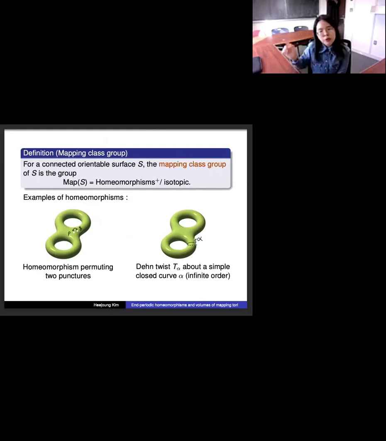And one important element of the mapping class group is called a Dehn twist. So a Dehn twist is obtained by cutting the surface along a simple closed curve, for example here alpha, and then twisting one side by 2 pi, like 360 degrees, and then regluing. So let's look at it.